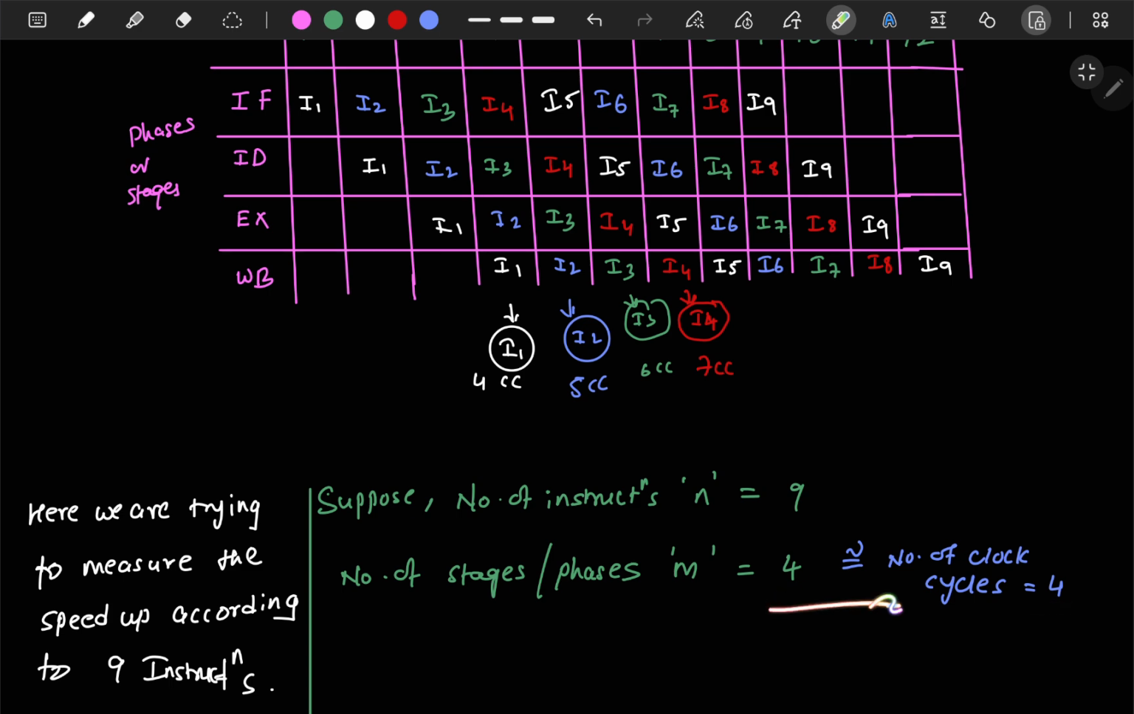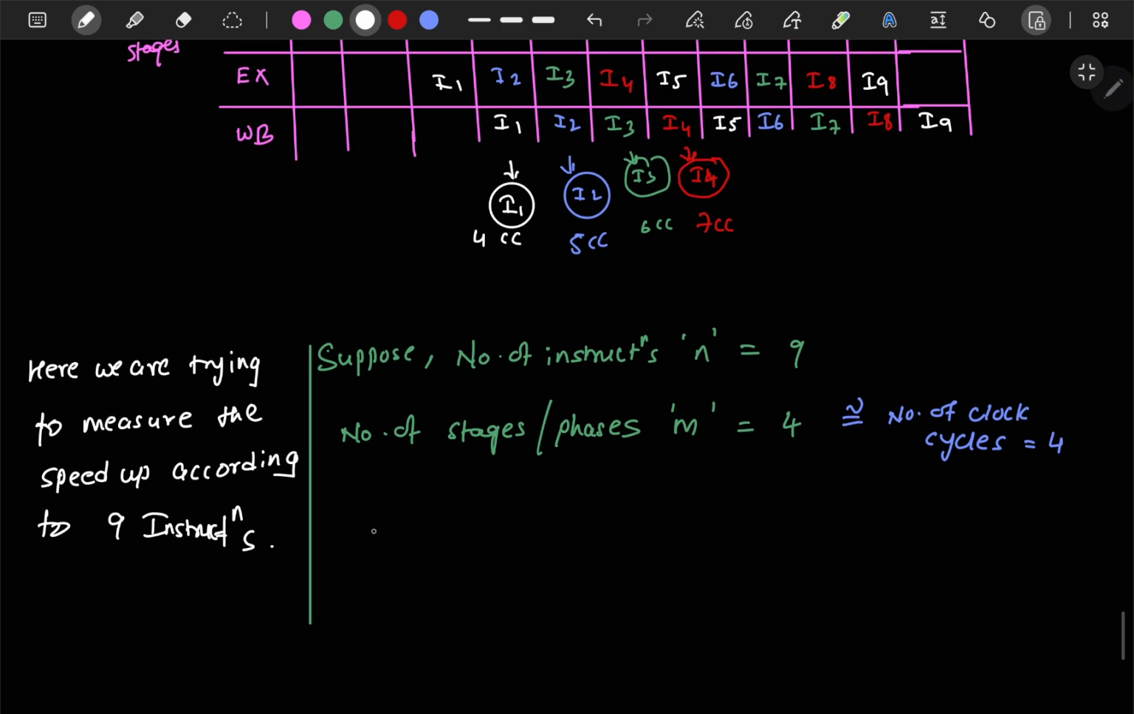See, what does it mean? That means the first instruction has to go through all these 4 stages at the beginning when you are using pipelining. That's why we are talking about 4 here. I explained all these things previously. Now you have to calculate speed up using this. So what would be the speed up? Speed up is denoted by S. Then time taken without pipelining and time taken with pipelining.